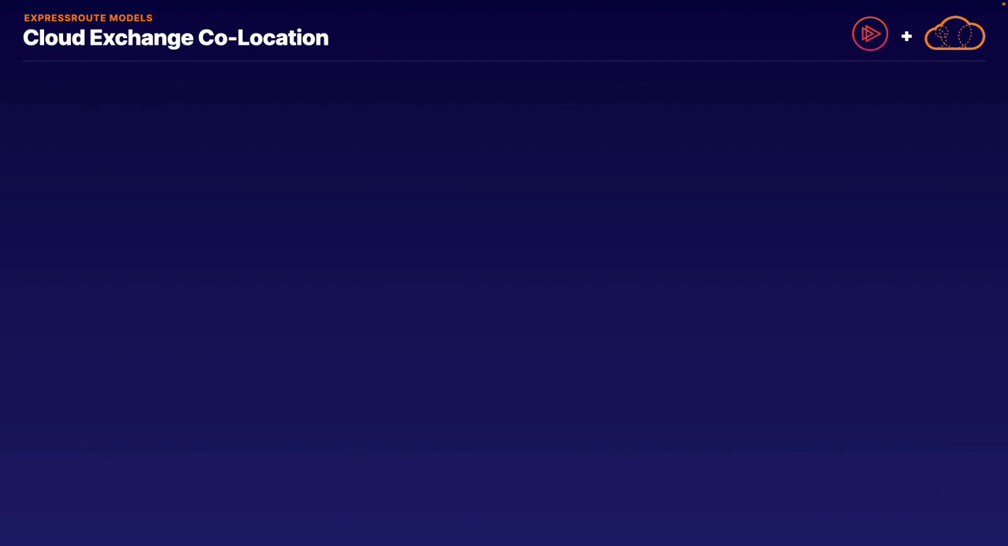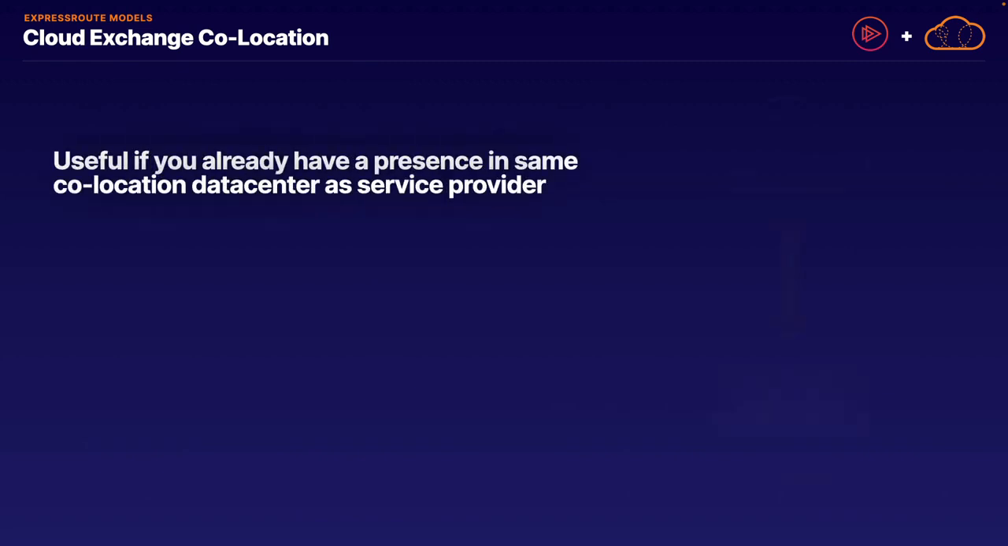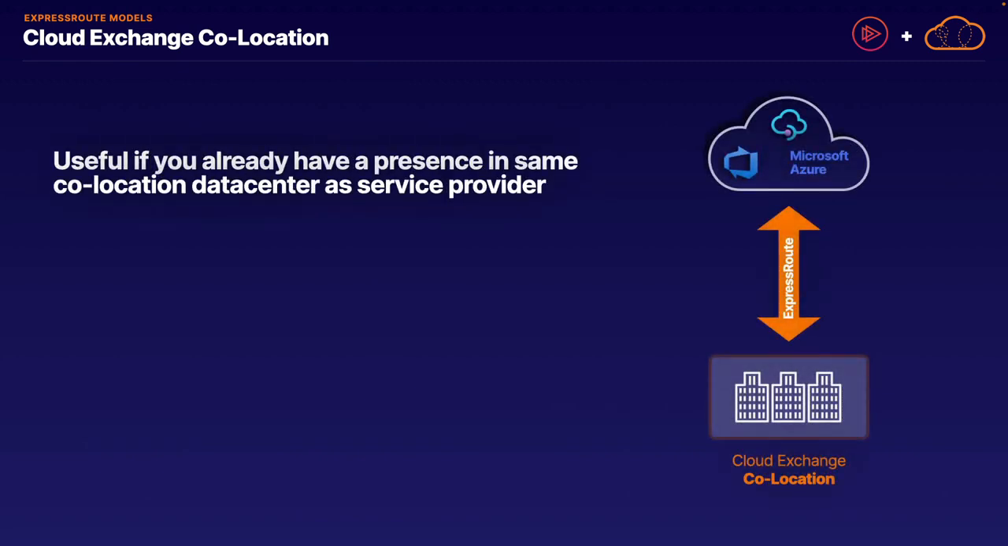And for a pretty high-level explanation of these three models, a Cloud Exchange Co-location is useful if you already have some sort of a data center presence in the same physical co-location data center space as your existing service provider that you're going to use for facilitating that ExpressRoute connection. In this model, you're in a shared data center space and you're already in the same location as your service provider, in which case your service provider simply needs to set up a cross connection since you're both already there and you're pretty much all set.